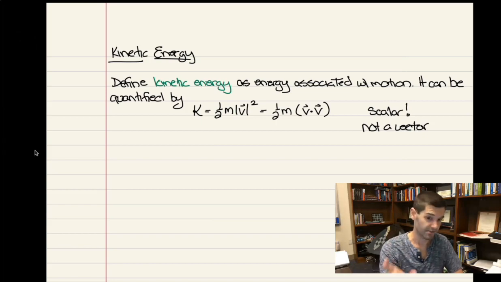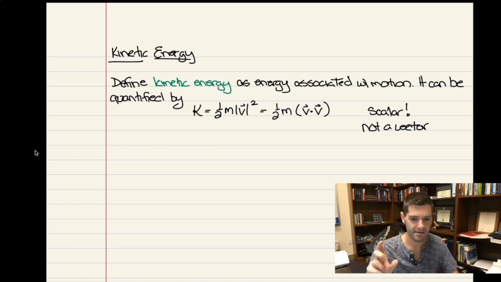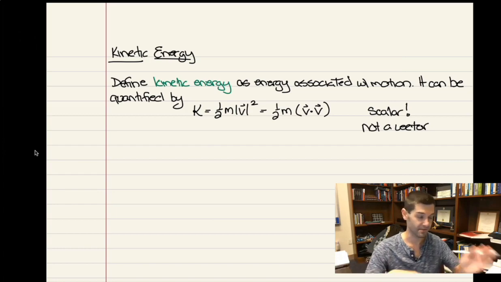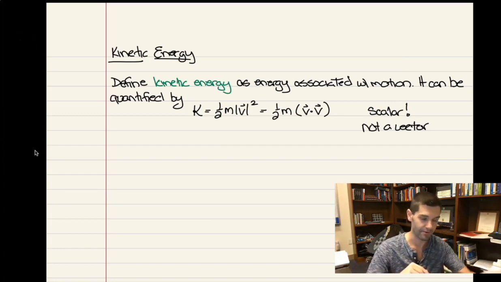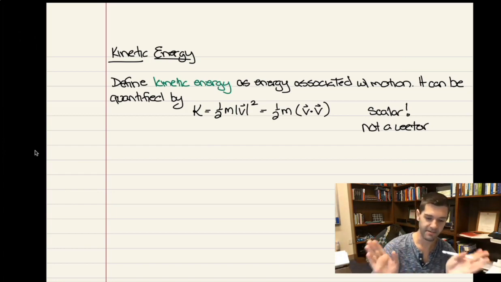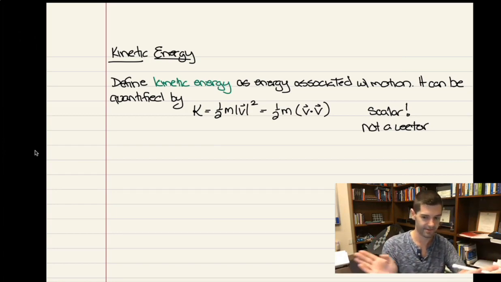It required us to know about a particular vector, the velocity vector, but it says nothing about the direction that the object is moving in. An object that's moving 30 miles per hour east and the same object moving 30 miles per hour north both have the same kinetic energy, even though their velocity vectors point in different directions.